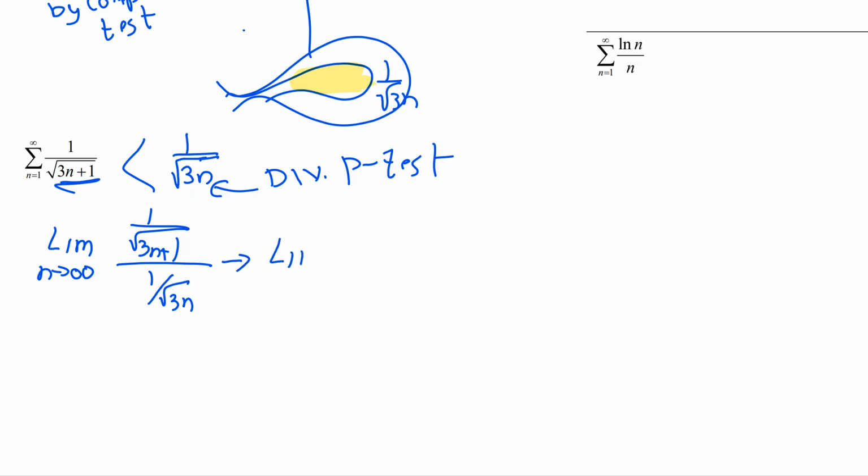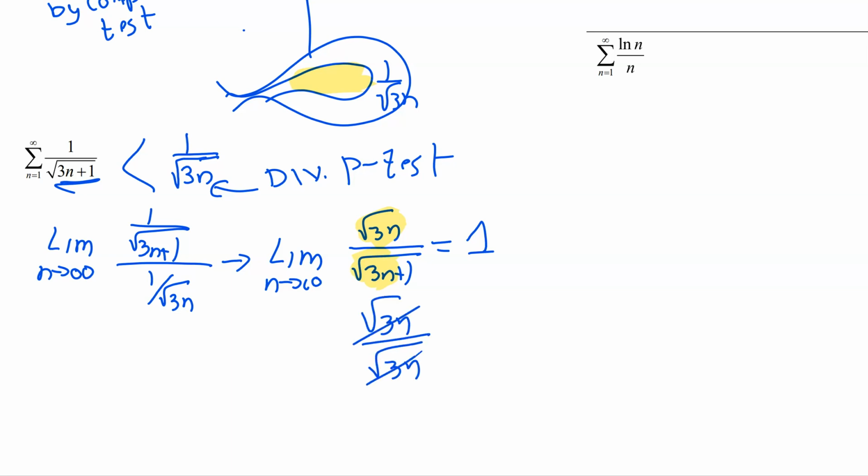Well, this is the limit as n goes to infinity of the square root of 3n over the square root of 3n plus 1, right? That's what that simplifies to be. Now, I believe this limit turns out to equal 1 because these powers are exactly the same, right? If I look at that, it's the root of 3n over the root of 3n, and I think those cancel, leaving an answer of 1. Now, that is a finite number, and it's positive. Therefore, these things go together.